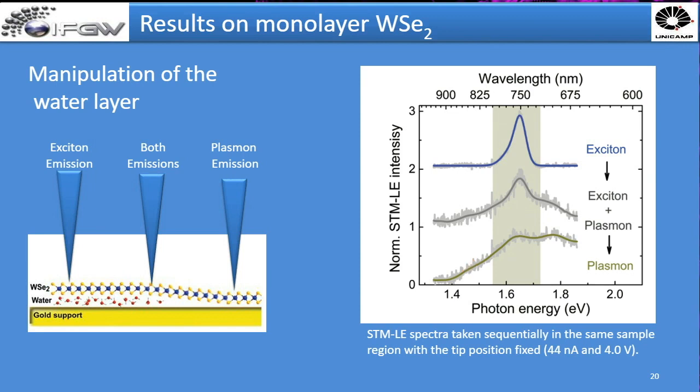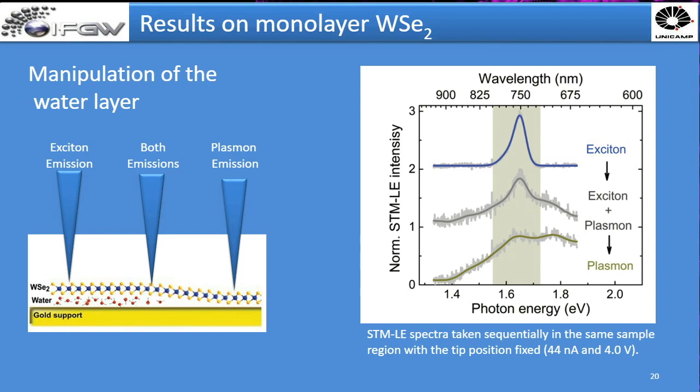And you see that if the sample collapsed, in a sense, it's totally linked, ruggedly linked to the gold support, not only do we lose the excitonic emission, or its quantum efficiency gets too low to be observed, but at the same time, we start to see this cavity mode, the plasmonic mode of the tip-gold support junction.